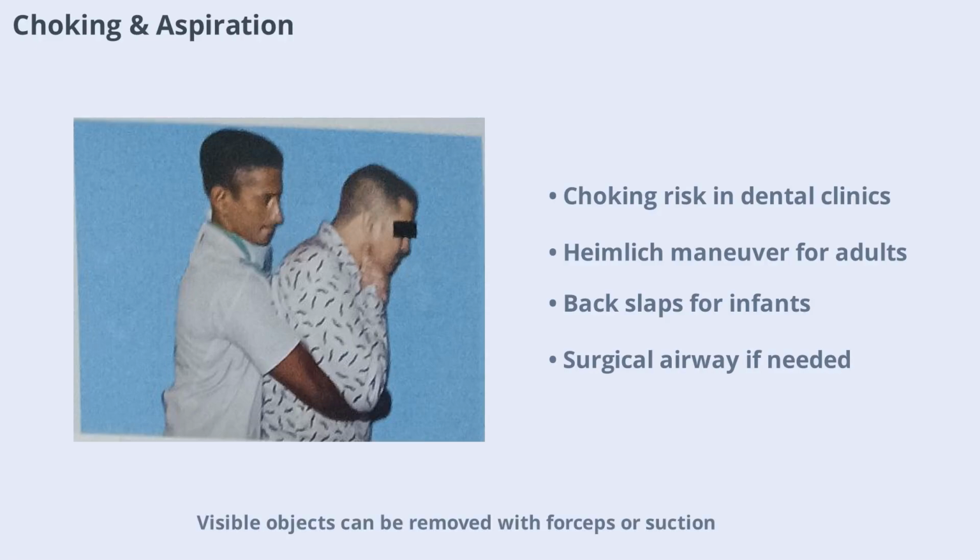Visible objects can be removed with forceps or suction. The Heimlich maneuver and abdominal thrusts are recommended for severe airway obstruction. For infants, back slaps and chest thrusts are used. If unsuccessful, surgical airway procedures may be necessary.